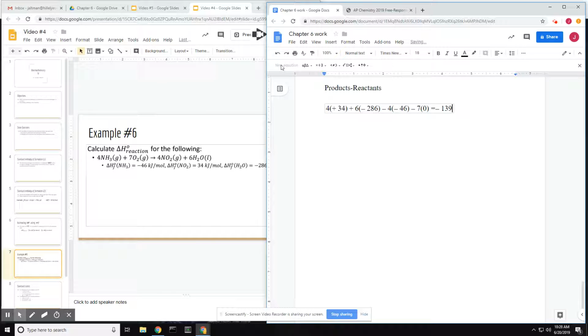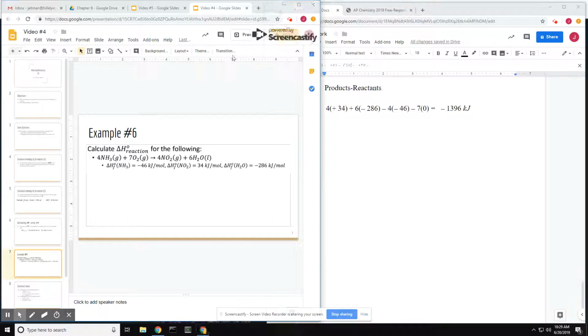You don't really need to worry about sig figs with these things because these are all what's considered to be constants of sorts. So I wouldn't really worry about those here. I got negative 1396. So this is a very exothermic reaction. And all of the problems of this variety are typically going to be this straightforward.